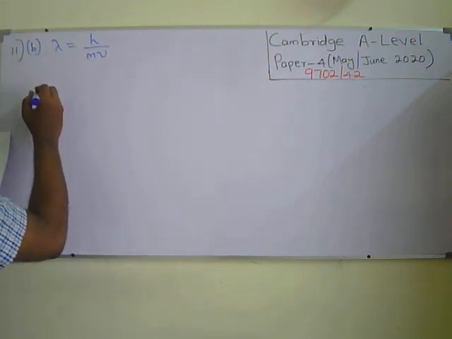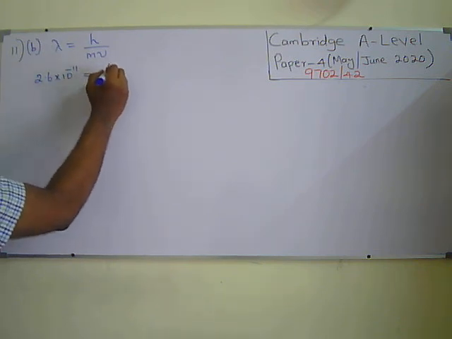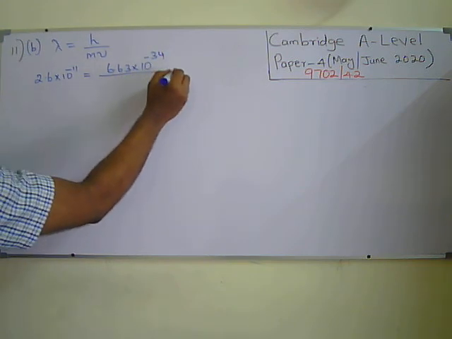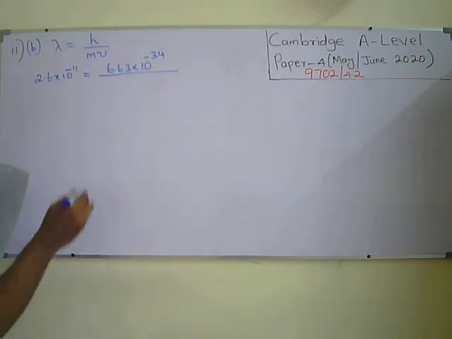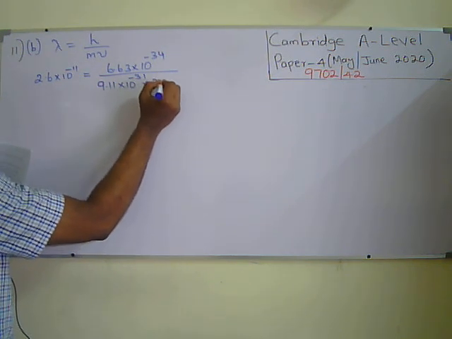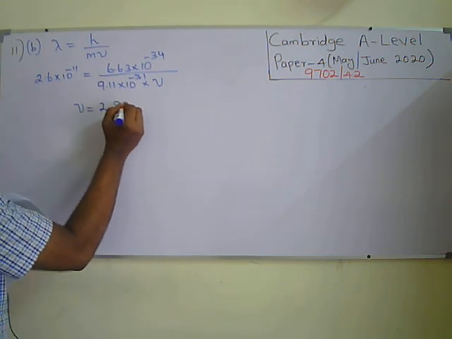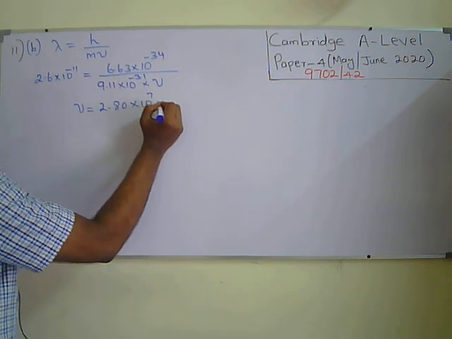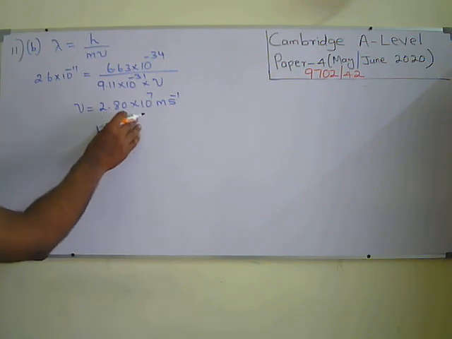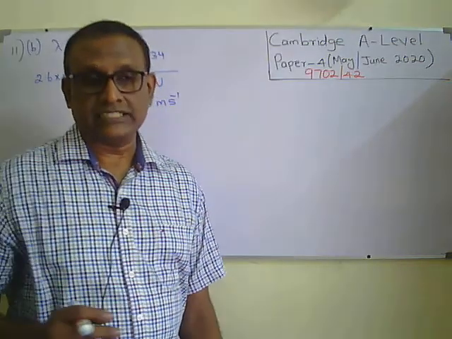So lambda is given as 2.6 times 10 to the power minus 11 meter, h is the Planck constant 6.63 times 10 to the power minus 34. The mass of the electron you can get from the data sheet, 9.11 times 10 to the power minus 31, times v. So find the speed of the electron, that will be equal to 2.80 times 10 to the power 7 meter per second. This speed is obtained by accelerating the electron from the negative to the positive terminal.